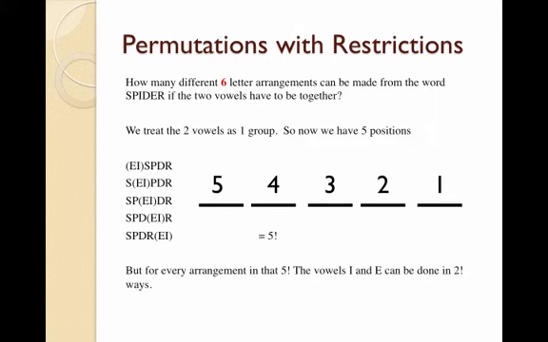However, for every one of those arrangements in that 5 factorial, the vowels could be switched between IE and EI. This can be done in 2 factorial ways. So we need to multiply our answer by 2 factorial, which gives us 240 different arrangements.